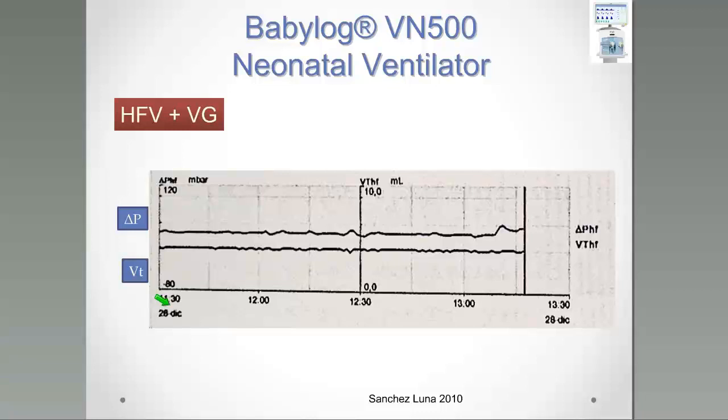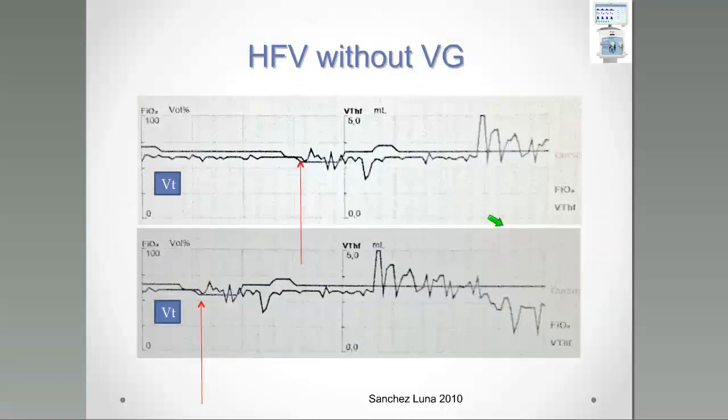This is a newborn baby with a severe respiratory distress syndrome, ventilated by the VM500. Now you can see this is the trending of delta P along the time, and this is the trending of the tidal volume of high frequency ventilation. The baby was on high frequency volume guarantee. And you can see how along the time there were increases and decreases in delta P because the ventilator was trying to keep the tidal volume constant, and you can see how constant this trend is even if the ventilator is increasing or decreasing delta P. Let me show you another example.